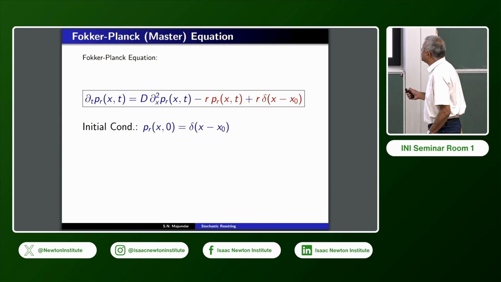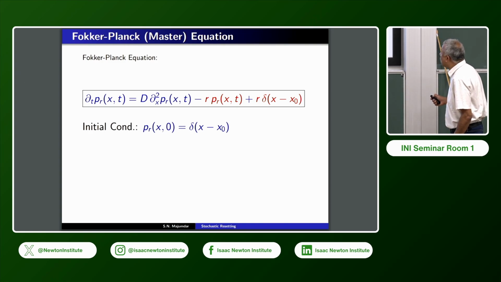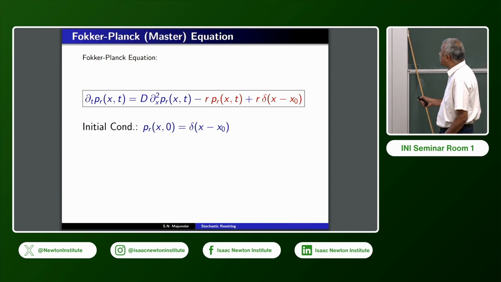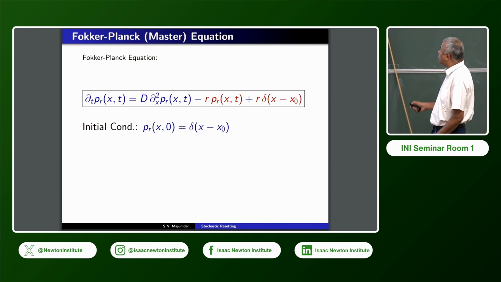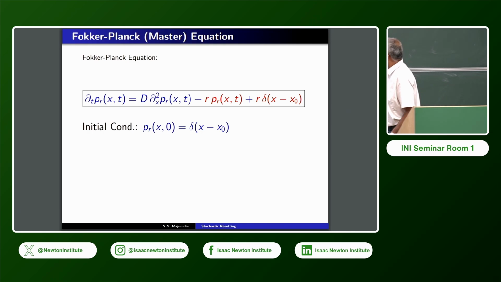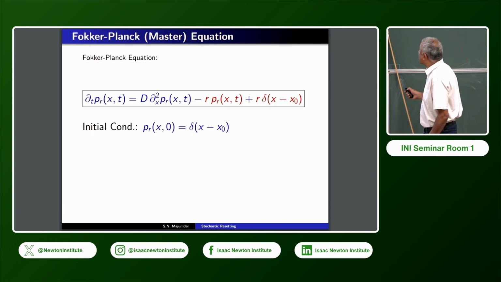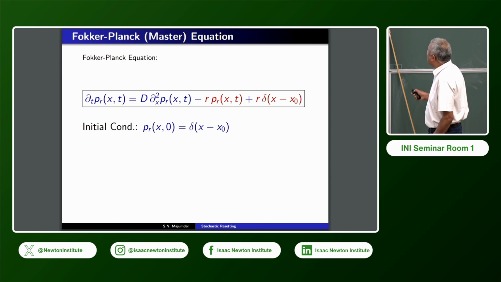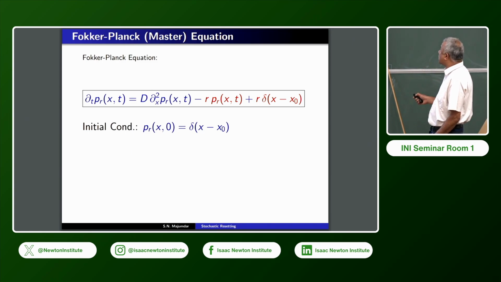So essentially, if you are at position x at time t, with rate r, you go away from this position x. So therefore, there is a loss term here, minus r p of x,t. And there will be a gain term, because if you are at some other position, then from there, by resetting, you can come to x0. And this contributes to the thing only if you are at x equal to x0. So therefore, there is a Dirac delta function sitting here.